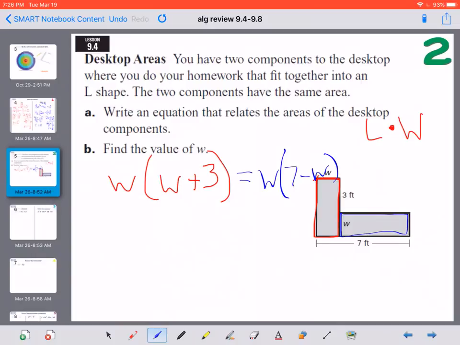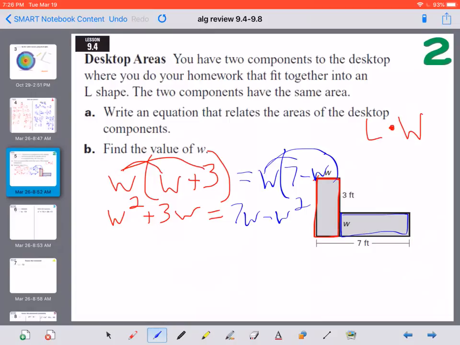So then if this is my equation, I am going to multiply these out. So W times W is going to be W squared. W times 3 is going to be positive 3W equals W times 7, which is 7W, and W times negative W, which is negative W squared.